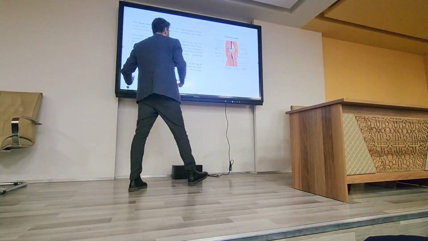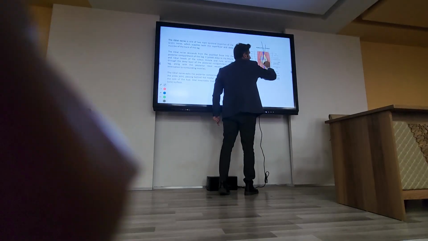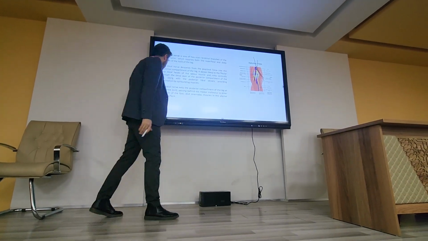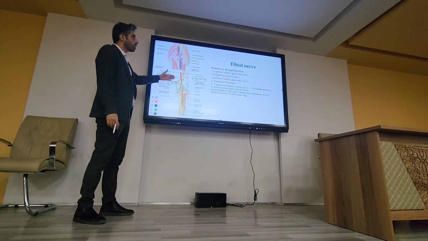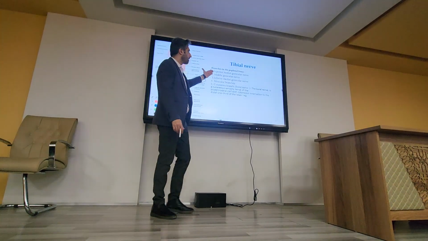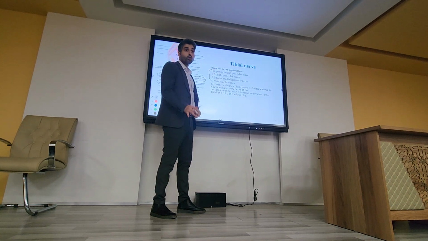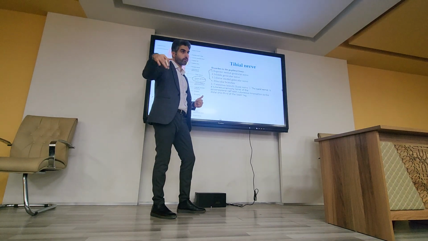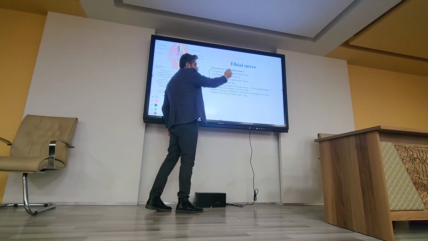The sciatic nerve divides into two nerves, the tibial and the common fibular. This is the tibial nerve, and this one the common fibular. The tibial nerve passing through the popliteal fossa has genicular branches: superior medial, middle genicular, and inferior medial. They don't have a lateral genicular branch; the lateral ones are from the fibular nerve. And finally, some branches for muscle.